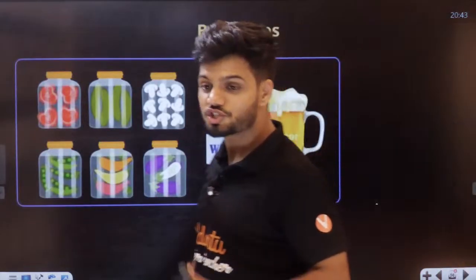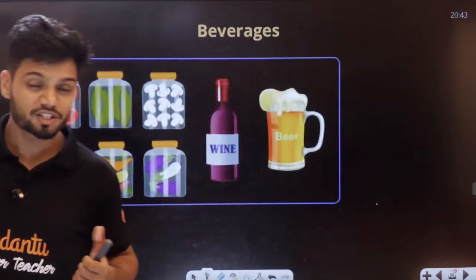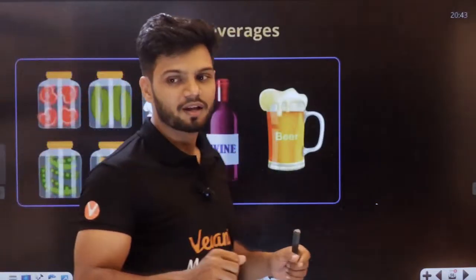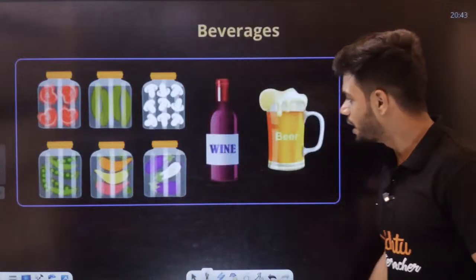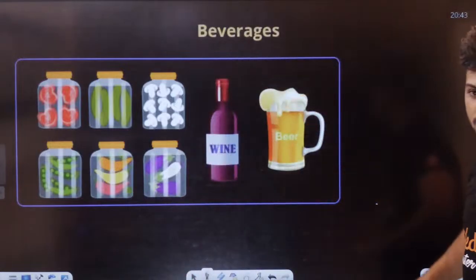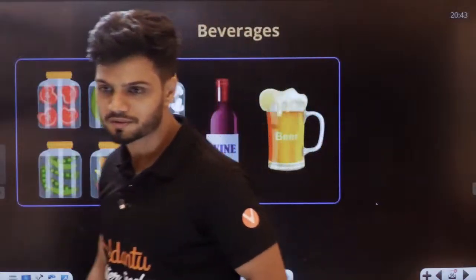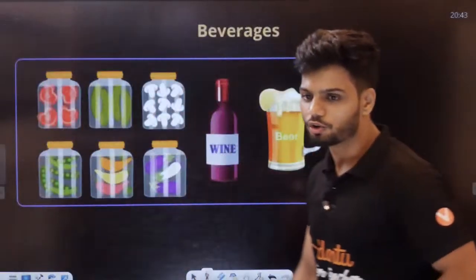Shinchan's father, students, have you seen? Shinchan's father will be drinking some juice, no? Juice. It is your yellow juice. Okay. Now, how to make this yellow juice? Okay, students. How to make this yellow juice?